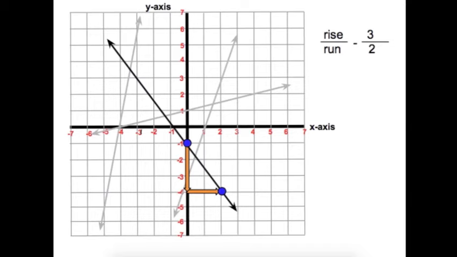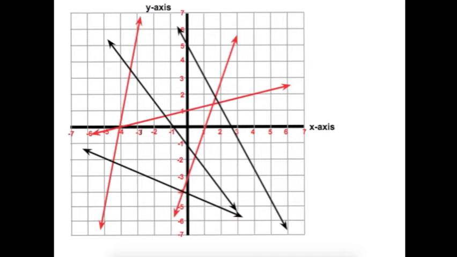We know that -3 over 2 is a negative divided by a positive, which is going to result in a negative. So overall, we just have a slope of -3/2. So again, it is important to remember negative and positive slopes. Those lines shown in black are decreasing from left to right and therefore have negative slopes. The lines in red are increasing from left to right and therefore have positive slopes.